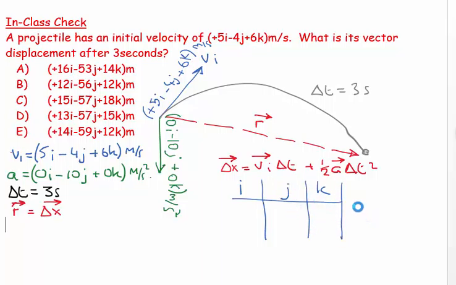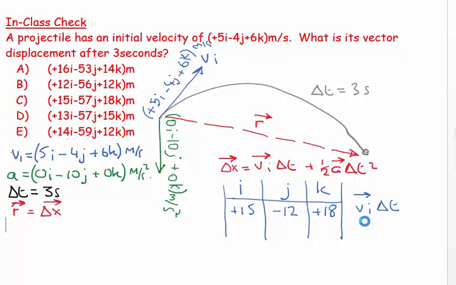And the first thing is vi delta t. So basically I've got to take my vector vi and multiply it by the time interval, which is 3 seconds. So rather than plus 5, I have plus 15. And rather than minus 4, I have minus 12, and rather than plus 6, I have plus 18. So that's my first term, all nicely done.